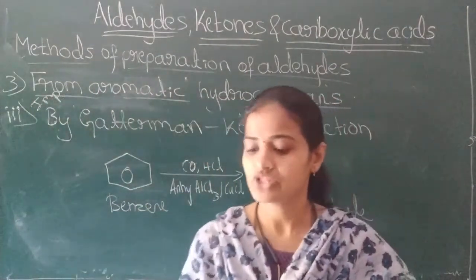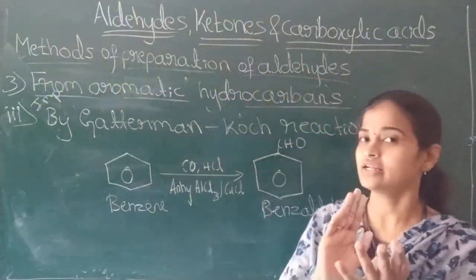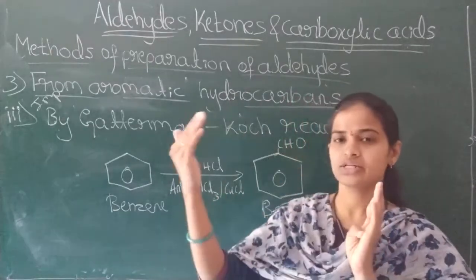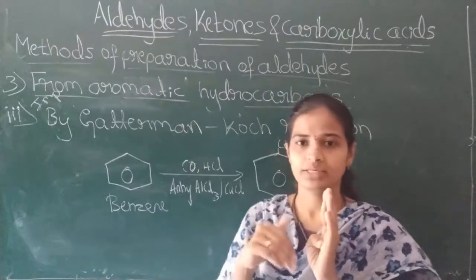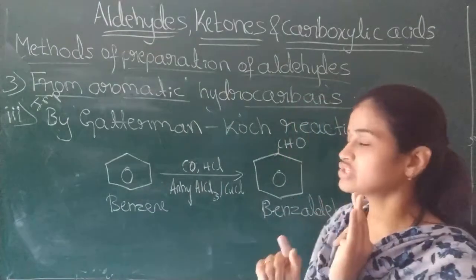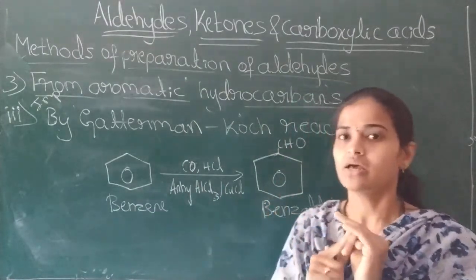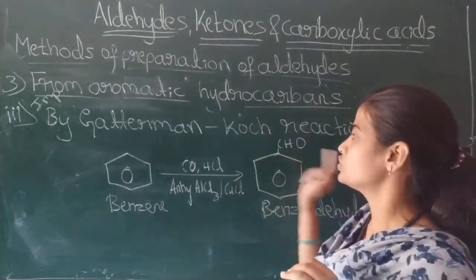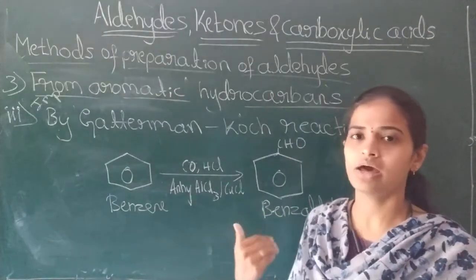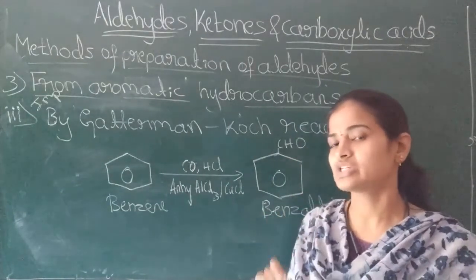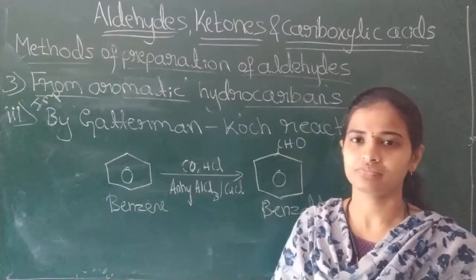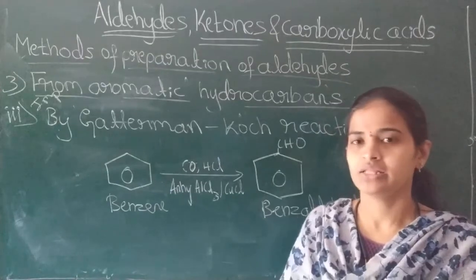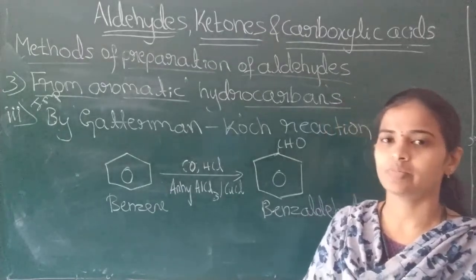Okay, for the preparation of benzaldehyde itself, we have studied three methods. One is by the oxidation of toluene. Oxidation of toluene can be done in two ways that we have studied, and the second one was the commercial method for the preparation of benzaldehyde, that is side chain chlorination, and the third one is from the Gattermann-Koch reaction. Okay, these all are the three methods for the preparation of only benzaldehyde. Okay, this completes the methods of preparation of aldehydes. In the next video, we will discuss the methods of preparation of ketones.